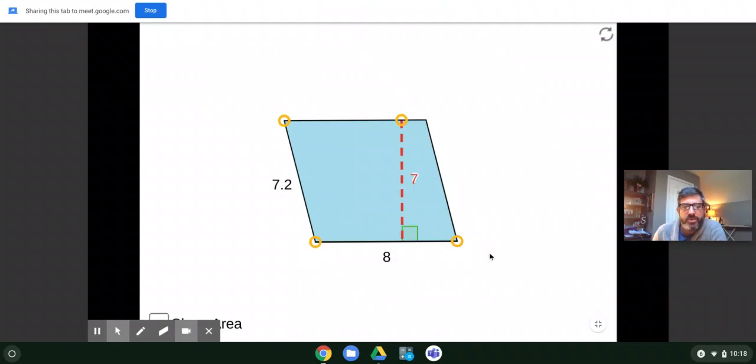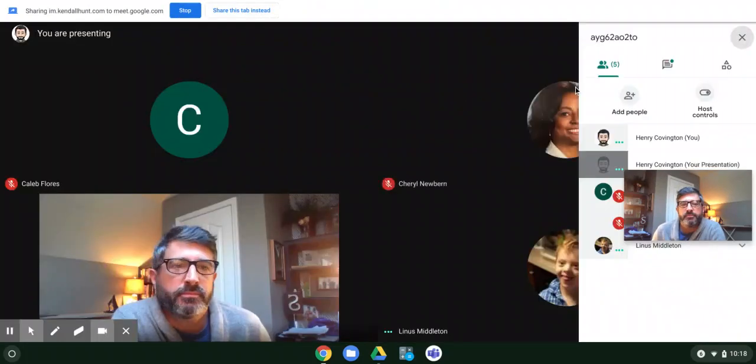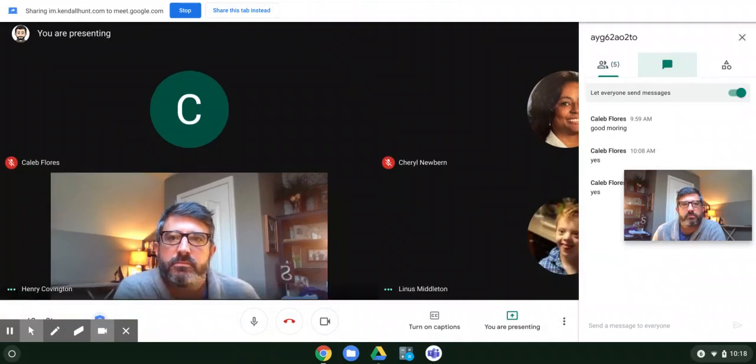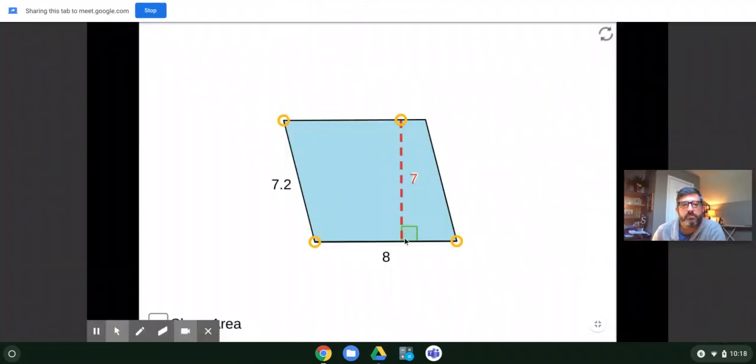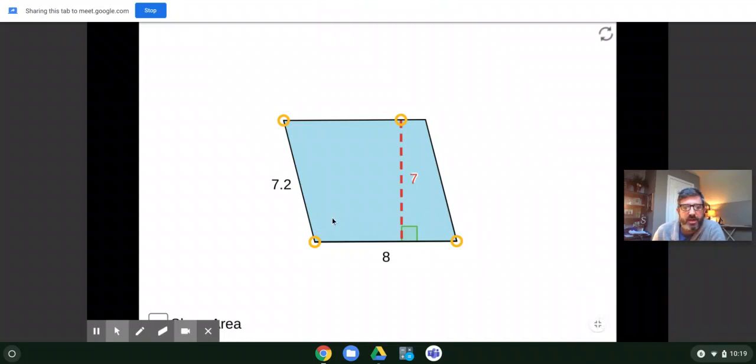How do we know that they picked that side as their base? We know that because they drew a perpendicular line to the opposite side from this. So if this is our base, how big is the base here? What's that unit number?